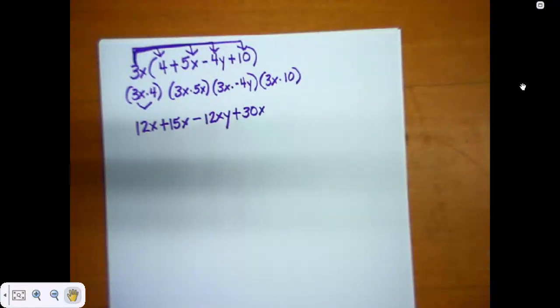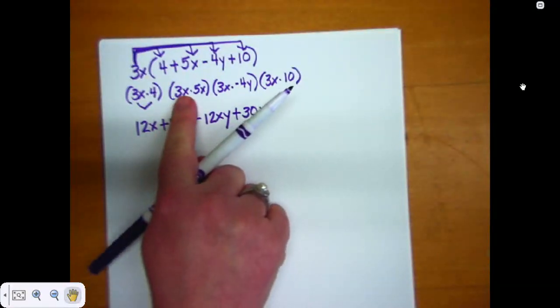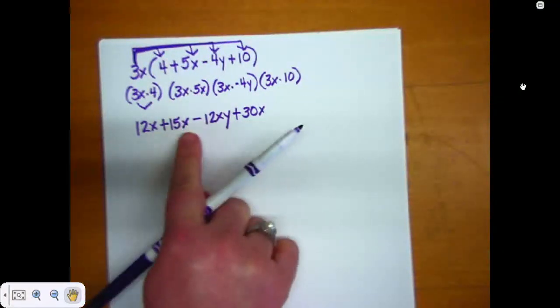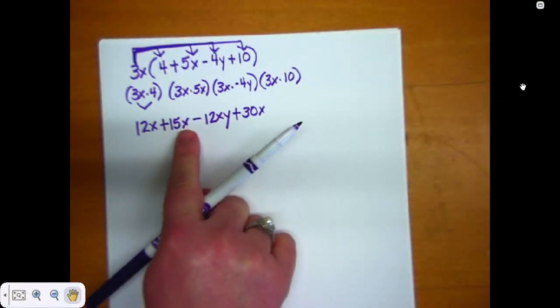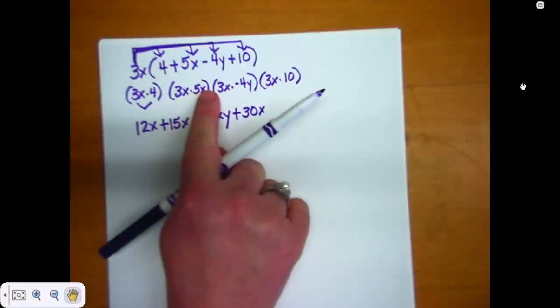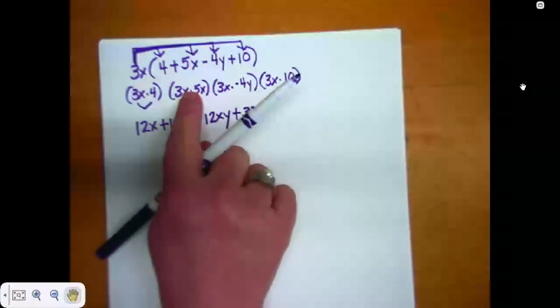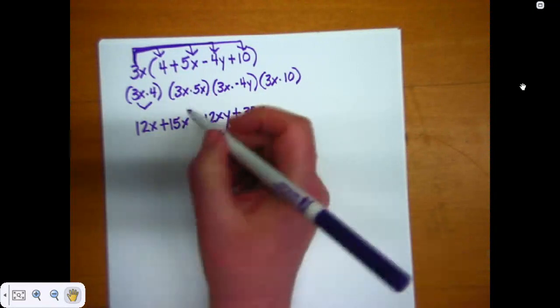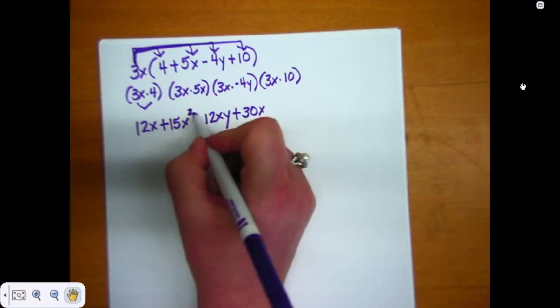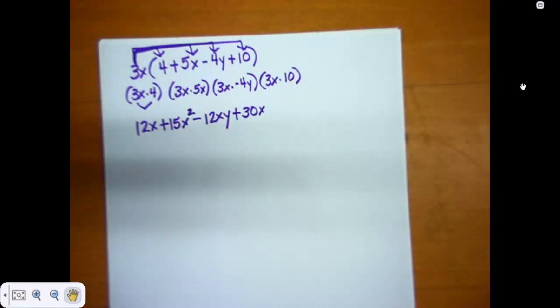Now I need to look and see, I made a mistake. This says 3x times 5x, and I only have one x here. But this is x times an x. So anytime you're multiplying an x times an x, it's actually going to be x squared. I'm glad I caught myself.